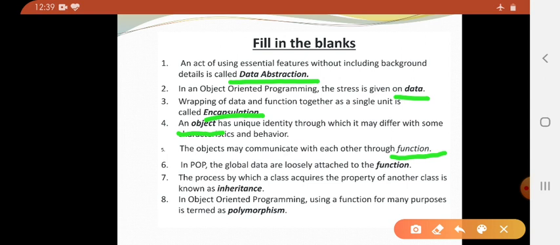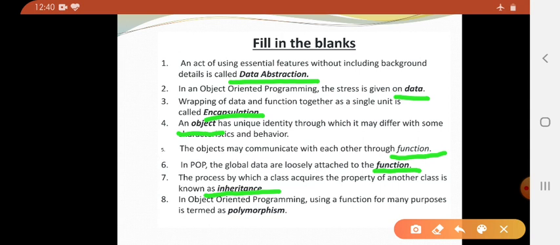The objects may communicate with each other through functions. Then in POP, the global data are loosely attached to the function. After that, the process by which a class acquires the property of another class is known as inheritance. Means here one acquires the property of another one, the derived class acquiring the property of the superclass. So this is your answer.